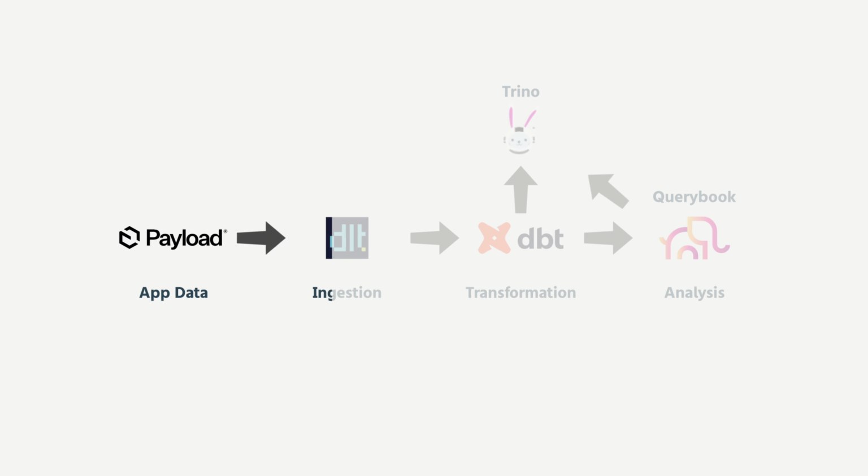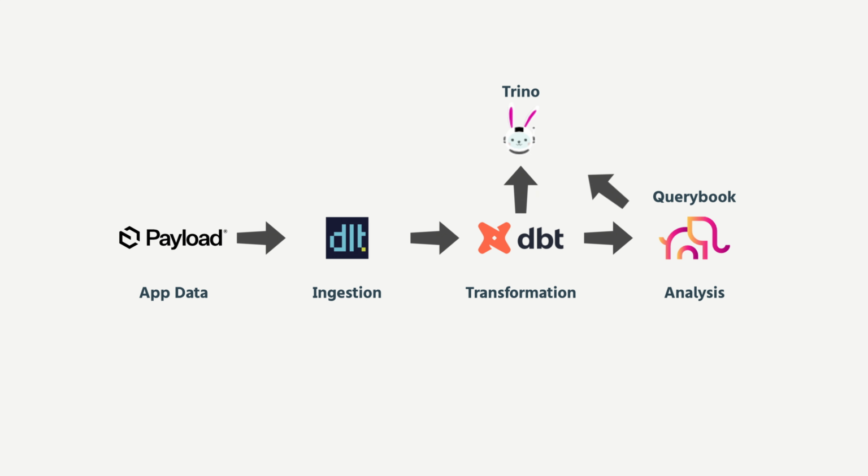We will ingest this data with DLT and land it in Iceberg. Then we will use dbt to transform it into staging and marts tables that are ready for analysis. Finally, we will run ad hoc queries and build notebooks in Querybook via Trino.